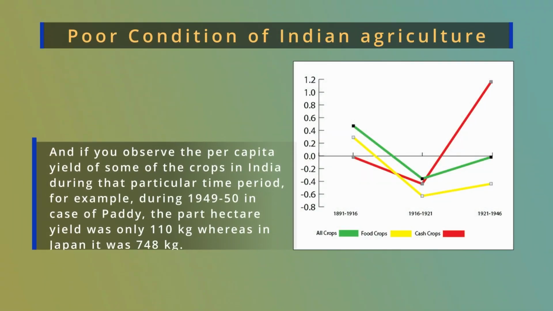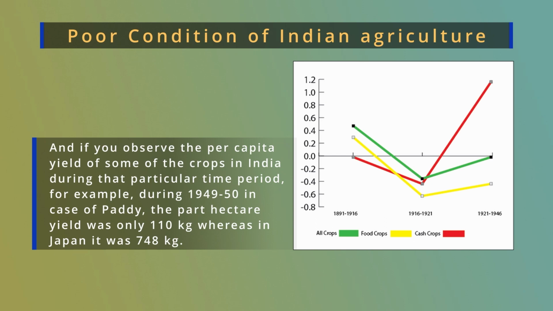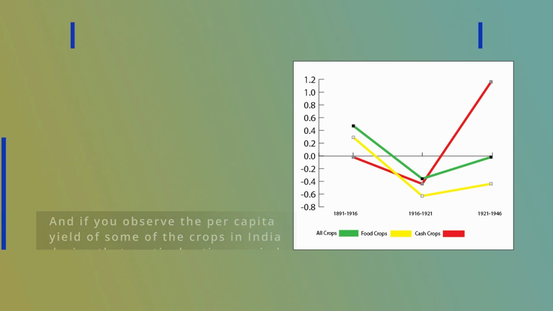And if you observe the yield of some of the crops in India during that particular time period, for example, during 1949-50, in case of paddy, the per hectare yield was only 110 kg, whereas in Japan, it was 748 kg. So compared to the international standard, the agricultural productivity was very low. And now we can show the basic reasons, the causes behind that poor condition of Indian agriculture.